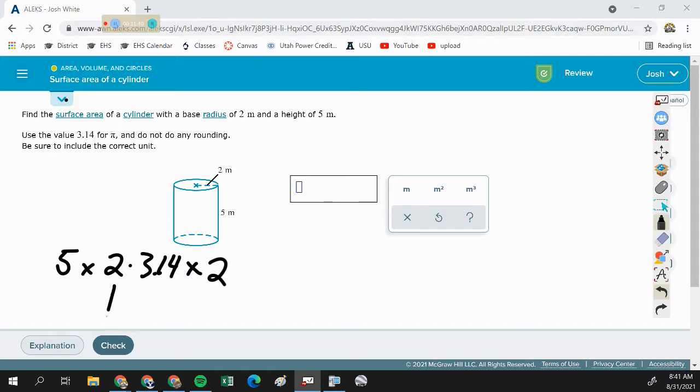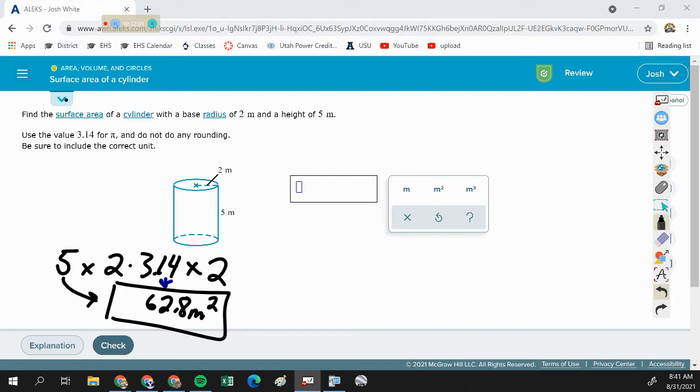Okay, so the 5 is this side of the label, and that is that side of the label. So 5 times 3.14 times 2 times 2 is 62.8 meters squared. Now what?